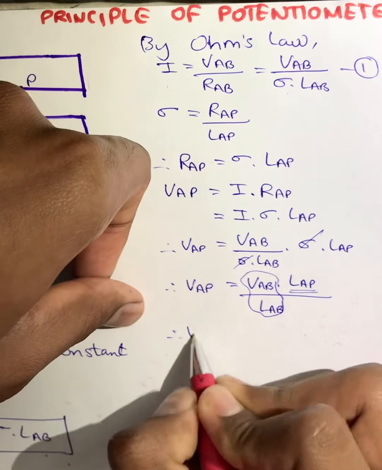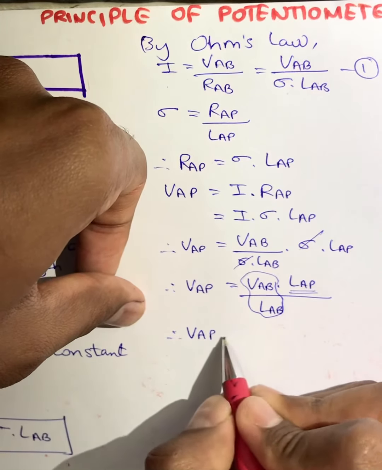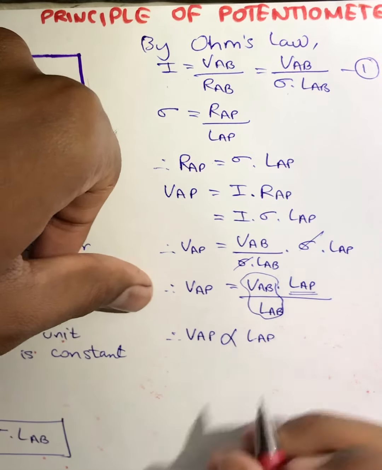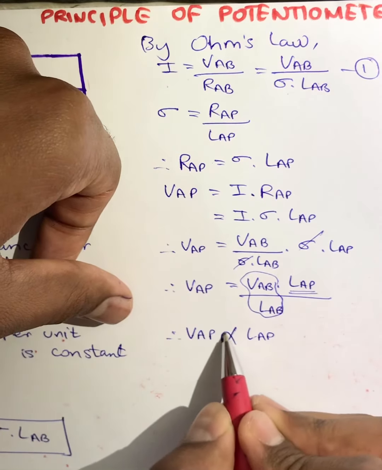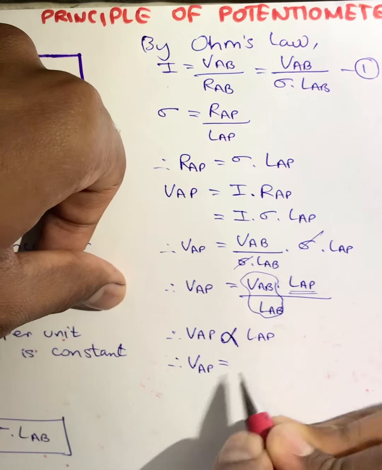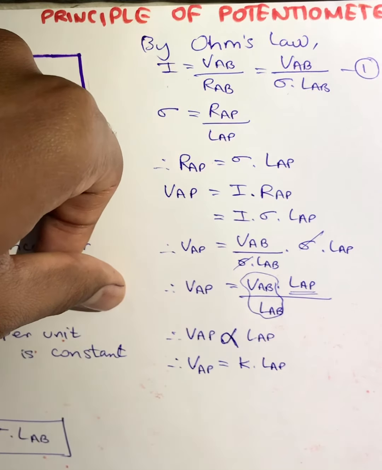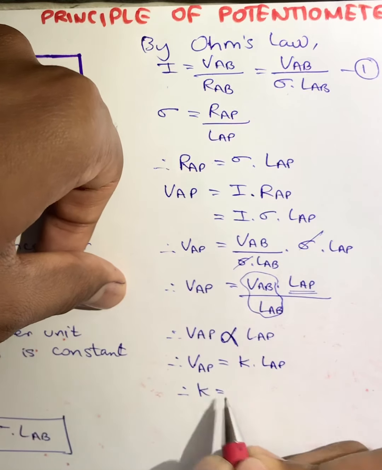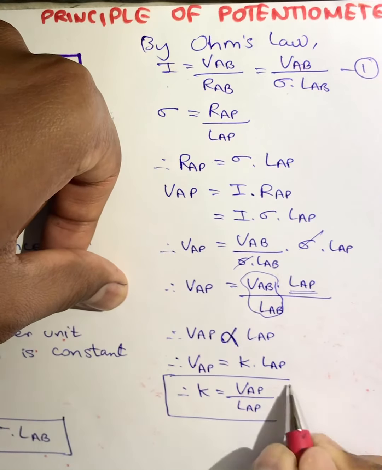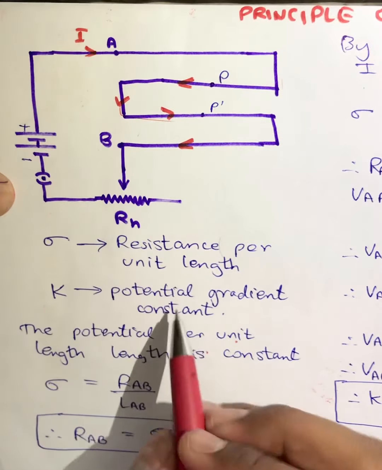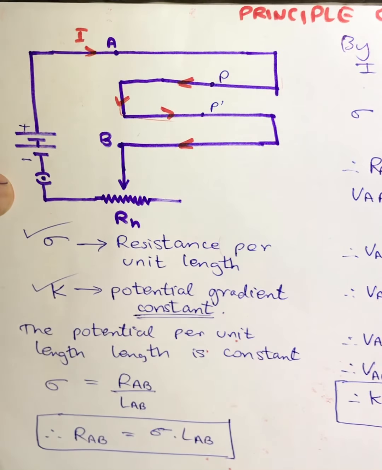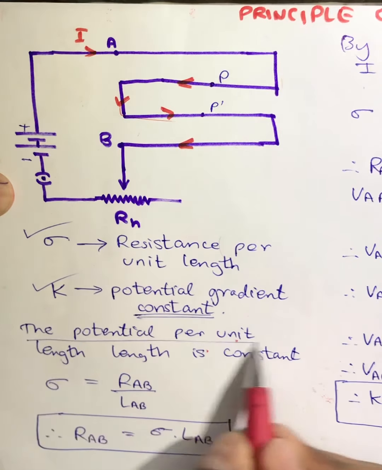So we can say that therefore VAP is directly proportional to LAP. If we substitute this proportionality with an equals sign, I have to add one constant K. So it is equal to K into LAP. Therefore, K is equal to VAP upon LAP. And this is nothing but the potential gradient constant which we have proved. So we have found out the value of rho, we have found out the value of K, and now we have to prove that this statement holds right.